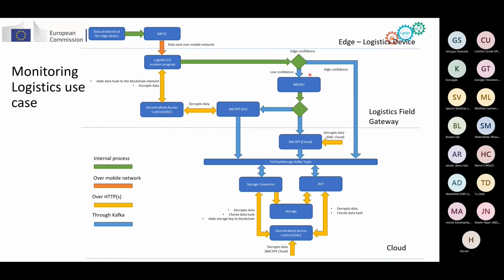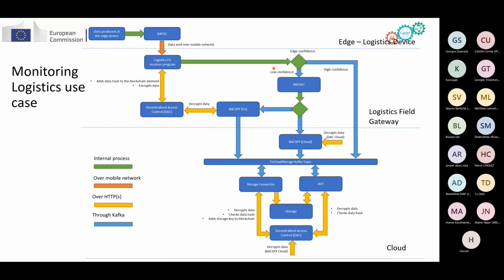Now, if the confidence is low, they are sent to Medici because in this case, we want to reevaluate this data to see if we can achieve a higher confidence on the results. The evaluation we're talking about here is anomaly detection, as it was mentioned by Serge in the morning. So the data are evaluated to either be okay or anomalous.